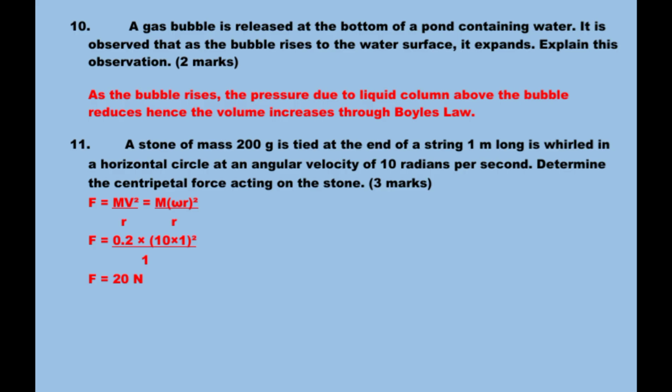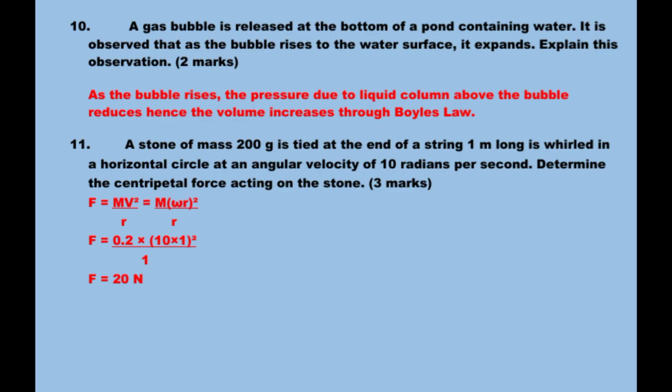Then question 10. A gas bubble is released at the bottom of a pot containing water. It is observed that as the bubble rises to the water surface, it expands. Explain this observation. As the bubble rises, we are told it is expanding as it rises. So that is simply Boyle's law. As the bubble rises, the pressure due to the liquid column above the bubble reduces. Hence, the volume increases through Boyle's law. So that is simply to state that the pressure and volume, as per Boyle's law, are inversely proportional. Let's go to question 11.